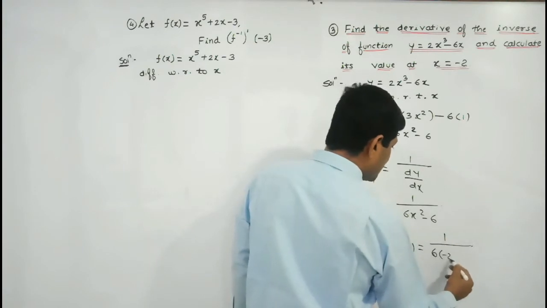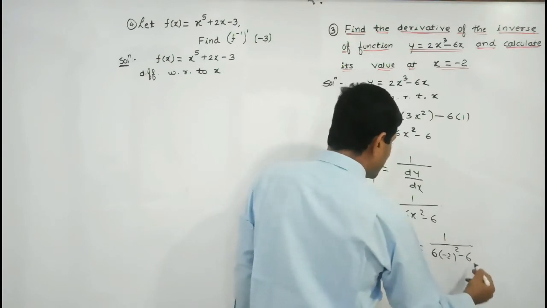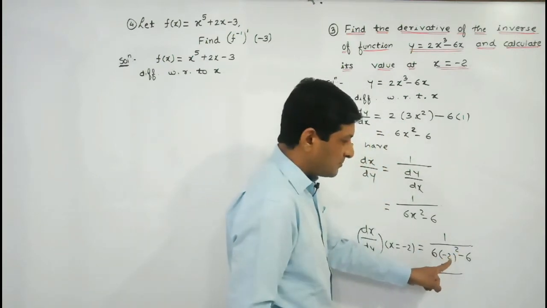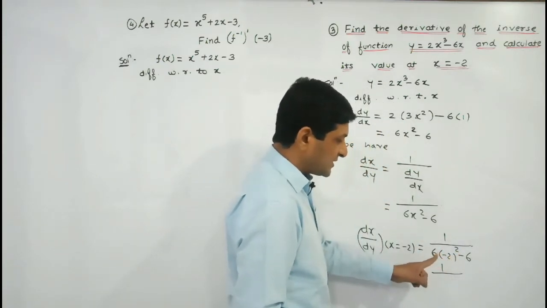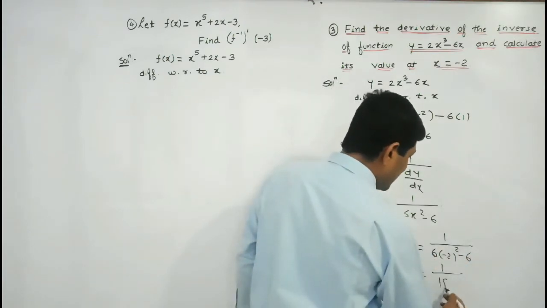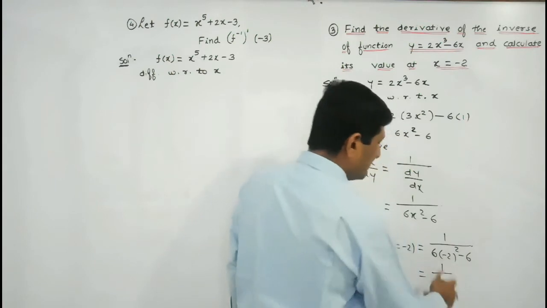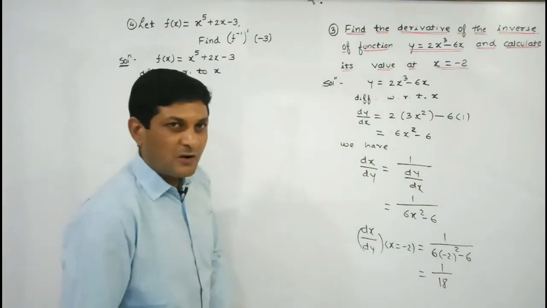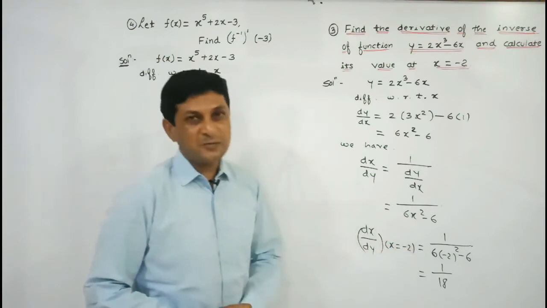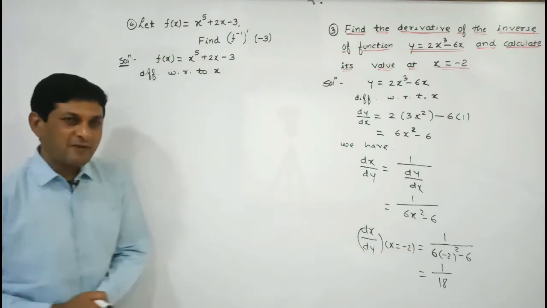So 6 into minus 2 square minus 6. So which is equal to 1 upon, what is the square of minus 2? 4. 4 into 6 is 24. 24 minus 6 will be equal to 18. So 1 upon 18 will be the value of the derivative of the inverse function at x is equal to minus 2. In this way we have got our required value.